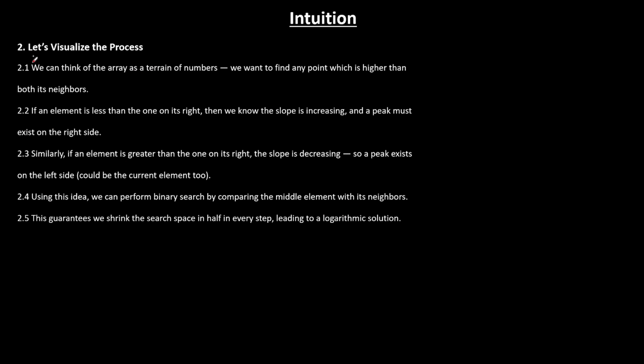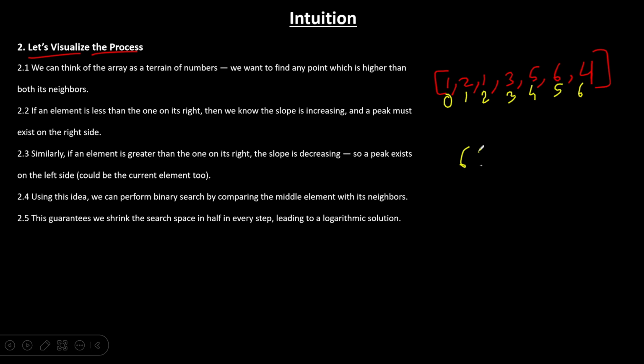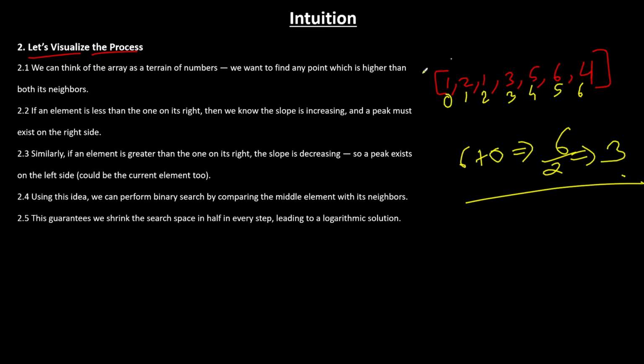Now let's try to visualize the process. I have already created an array for your understanding so that we could visualize the process. So we know that we have to use binary search, and we also have the knowledge of how binary search works. So let's do the dry run here. If I take the mid value for this scenario, it will be 6 plus 0, 6 divided by 2, which gives me 3, right? Index 3. If you go to index 3, we have value 3.